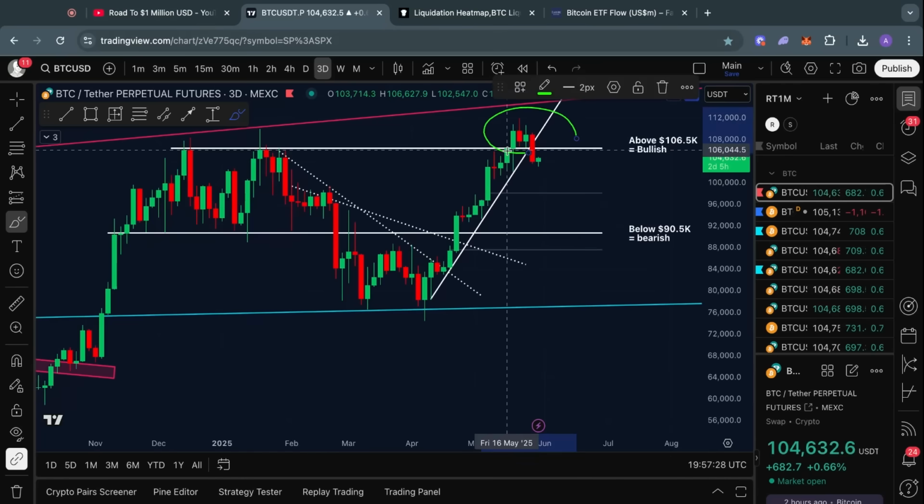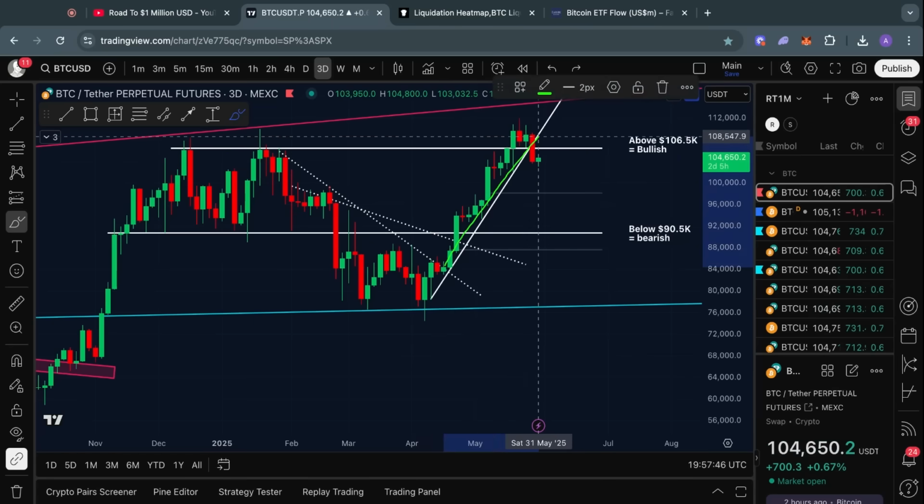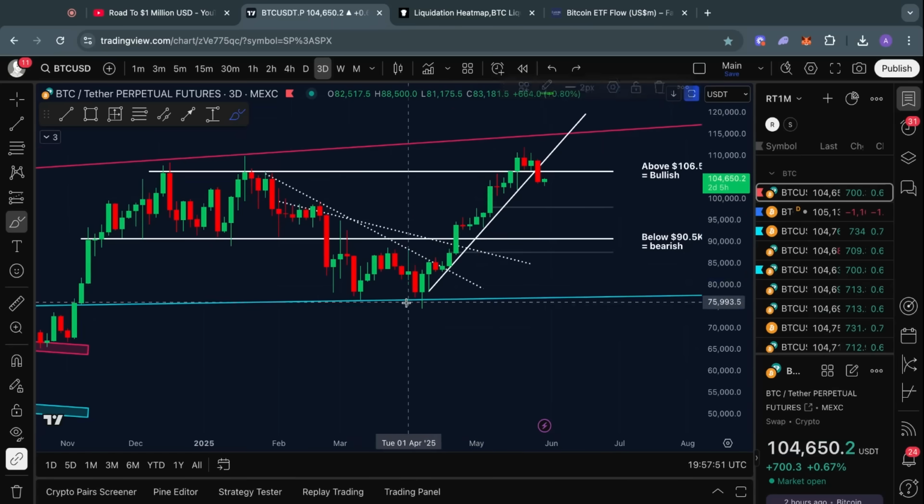Now, let's dive into this 3-day time frame, because what we saw here recently is we broke above this critical level of resistance at 106K, held that as support for a bit, but then we broke down below that 106.5K level once again. And besides that, we broke down below this massive ascending trend line that we had been trading above for a very long time.